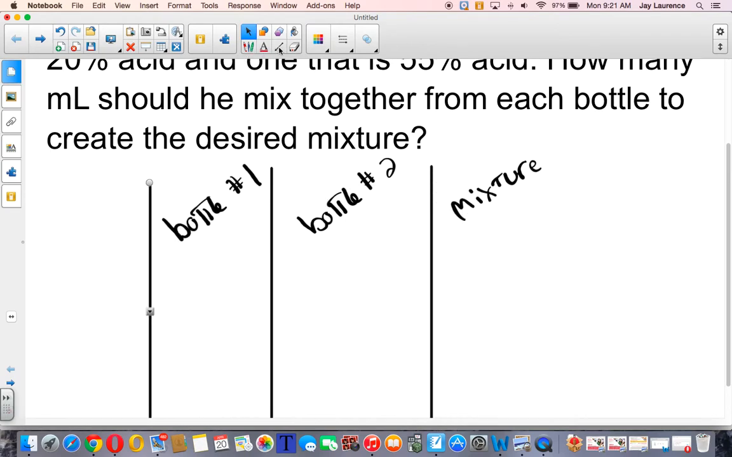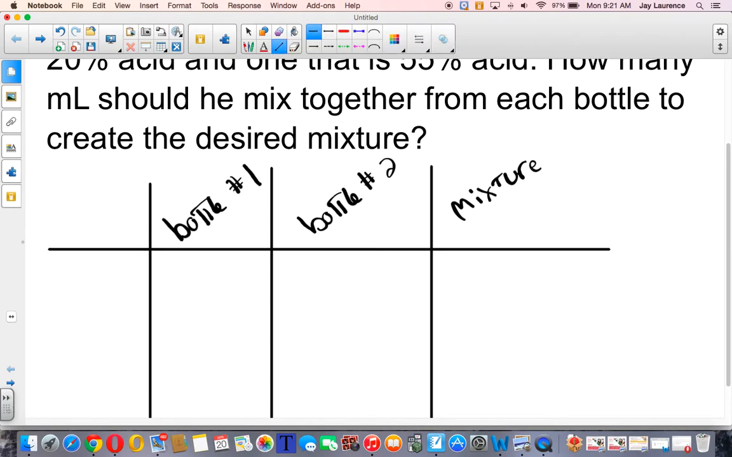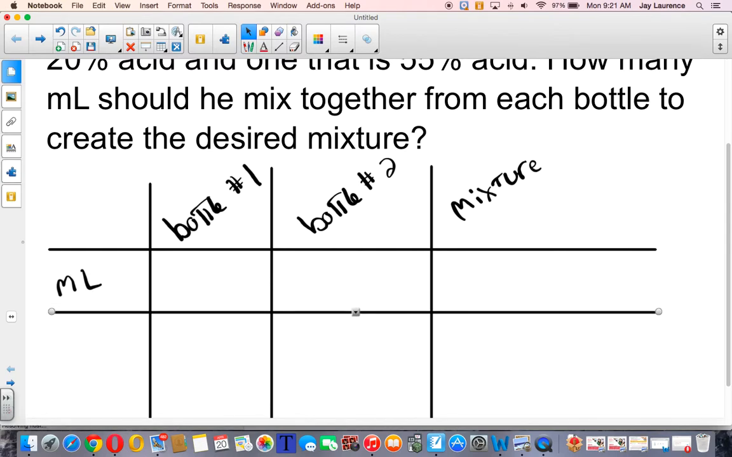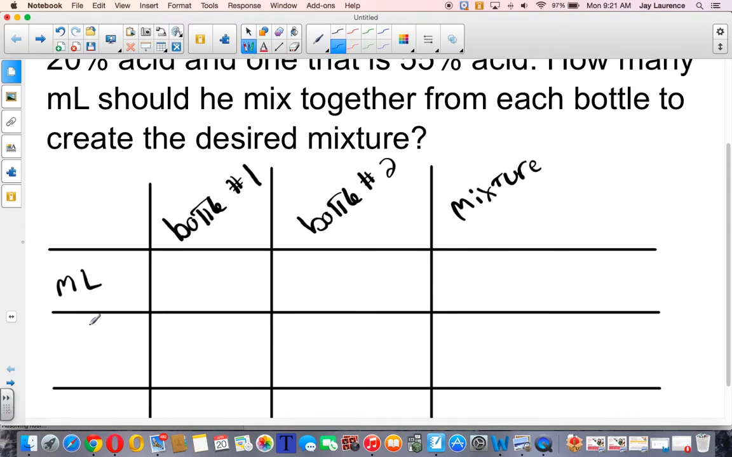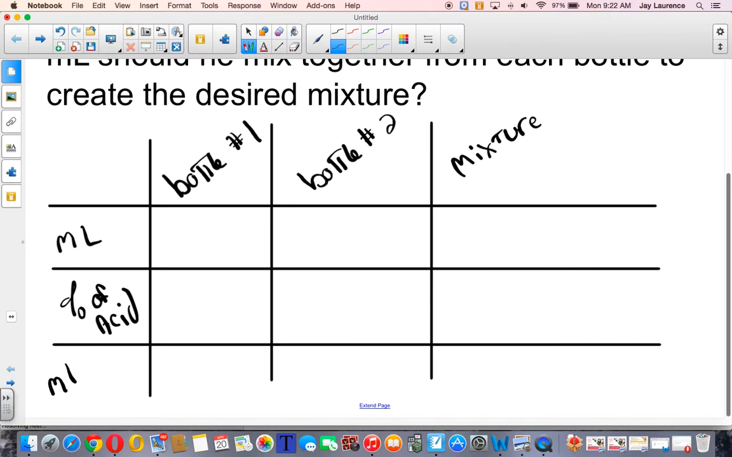And then the story told us about the number of milliliters. And some of you had a hard time figuring that out. Well, remember, that's the question. How many milliliters do I need? So that's an unknown. That's what makes it so simple, is that we don't know. We can use variables. All right, and then it talked about the percentage of acid, right? The percentage of acid. And then we talked about the milliliters of acid.